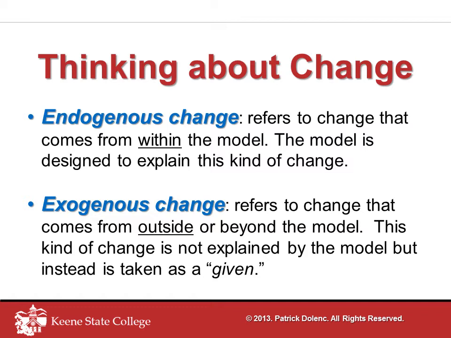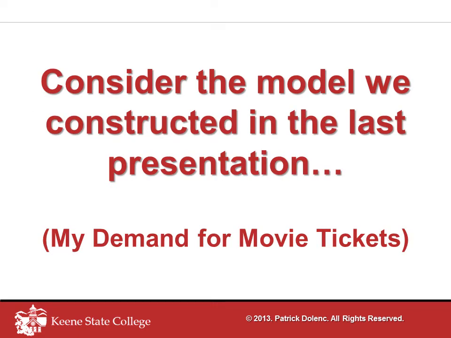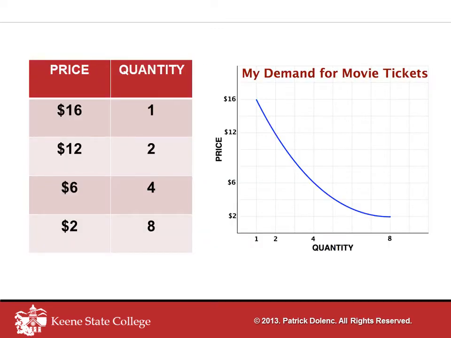Now we're going to consider the model that we presented in the last presentation. That is to say, my demand for movie tickets. I want you to think back to the demand schedule that we constructed with numerical values and the demand curve that came out of that demand schedule. Look closely at the information that you have to work with here. What is it that this model of a demand curve is attempting to explain? What are the parameters within the model that are allowed to vary or change and still be contained within our explanation? And what's beyond the scope of this model?